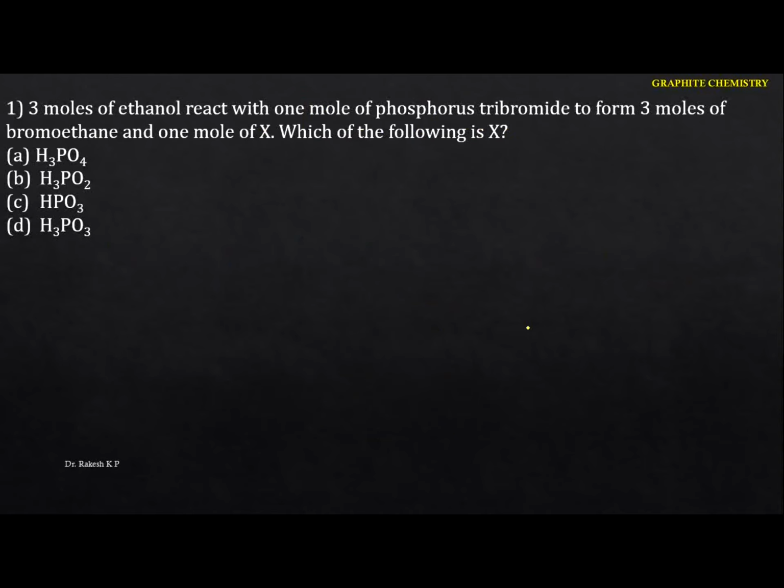3 moles of ethanol reacts with 1 mole of phosphorus tribromide to form 3 moles of bromoethane and 1 mole of X. Which of the following is the X? Let me write the reaction here: 3 moles of ethyl alcohol.